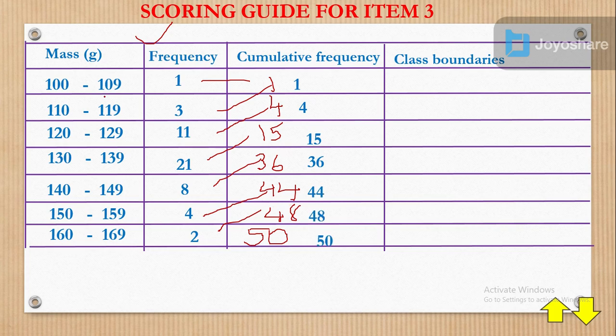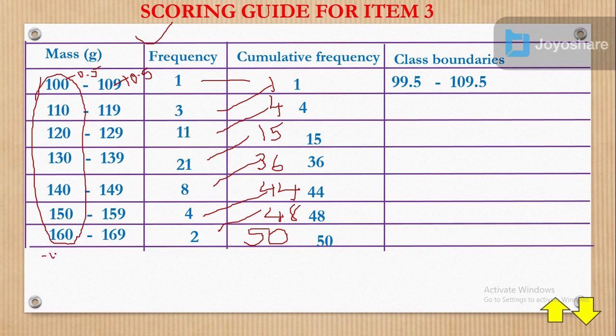Next, to get the class boundary, on the lower limit you subtract 0.5, and on the upper limit you add 0.5. Let's see how that comes about. When you subtract 0.5, that will be 99.5 up to that. Please, we do the same for all these values here.